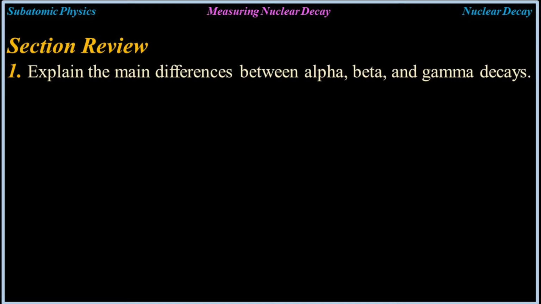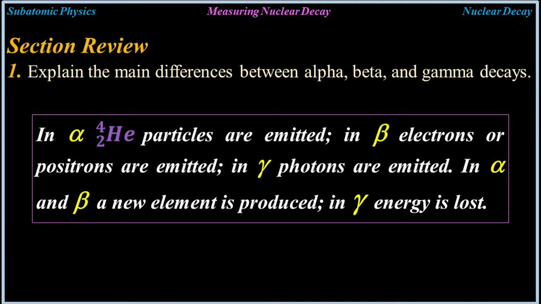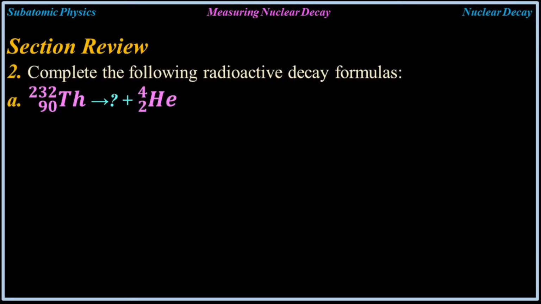Section review. Explain the main differences between alpha, beta, and gamma decays. In alpha decay, helium particles are emitted. In beta, electrons or positrons are emitted. In gamma, photons are emitted. In alpha and beta, a new element is produced. In gamma, energy is lost.